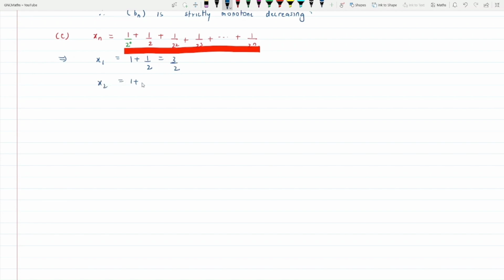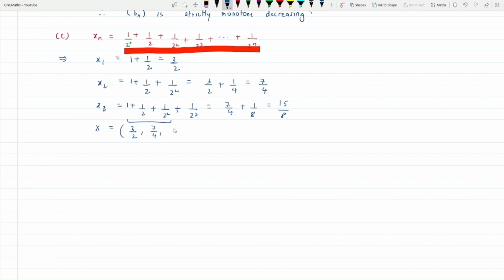x2 will be 1 plus half plus 1 by 2 square. We already know that this is 3 by 2. So it will be 3 by 2 plus 1 by 4, which is 7 by 4. x3 would be 1 plus 1 by 2 plus 1 by 2 square plus 1 by 2 cube. Again, the sum of the first three terms is 7 by 4. So we need to add 1 by 8 to it, and that is going to be 15 by 8. And likewise, we could construct the entire sequence. So we get x equal to 3 by 2, 7 by 4, 15 by 8, and so on.